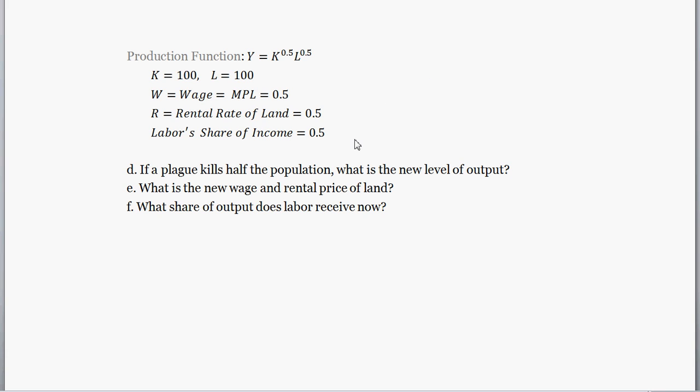Hello and welcome. So this is part 3 of a problem that we started. We were given this really simple parameterized Cobb-Douglas production function. We found out what total output was equal to.